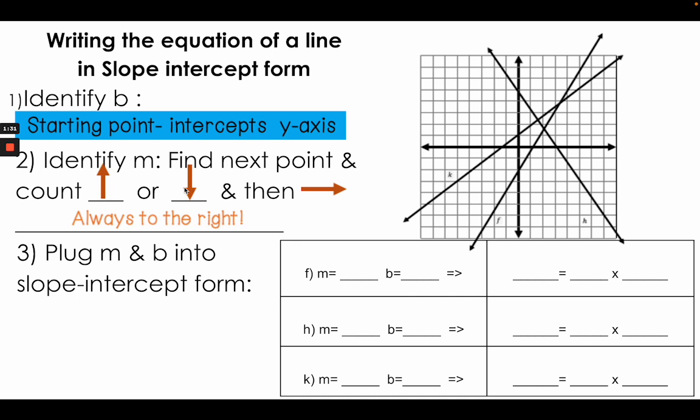And then from there, we're going to take our m and our b, and we're going to plug it into our slope-intercept form, which is y equals mx plus b. And we'll practice that here in a little bit.